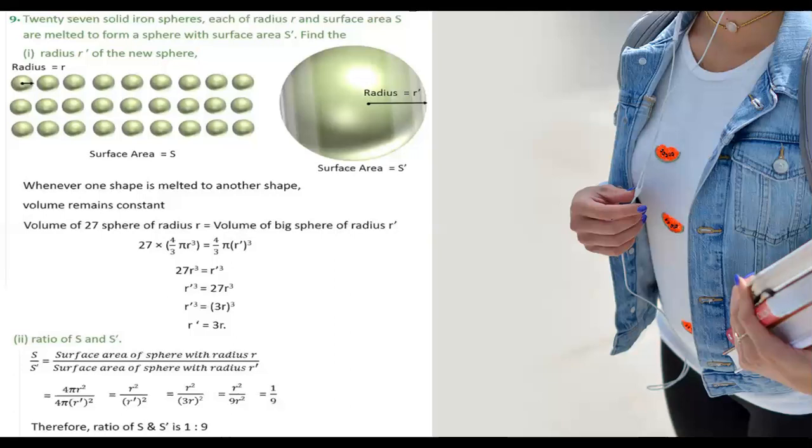Now ratio of s and s dash is equal to surface area of sphere with radius r by surface area of sphere with radius r dash. The surface area of the sphere is 4 pi r square. So it will be 4 pi r square by 4 pi r dash square. The 4 pi and 4 pi get cancelled, so it will be r square by r dash square. We know that r dash is equal to 3r, so it will be r square by 3r whole square. That is r square by 9r square, which is equal to 1 by 9. So the ratio of s and s dash will be 1 by 9.